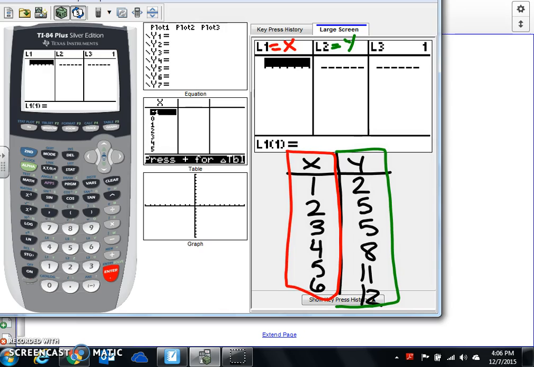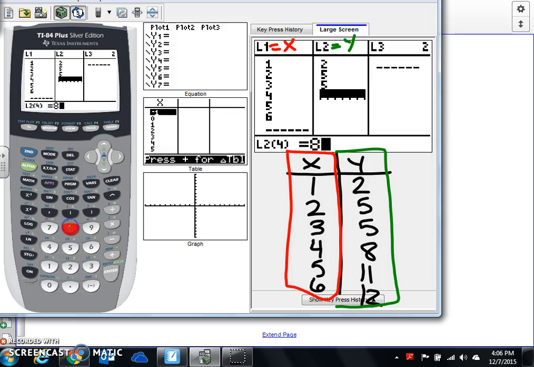Now make sure that you're watching how I press the buttons. They'll turn red over here on the left. So I have 1, enter, 2, enter, 3, enter, 4, enter, 5, enter, 6, enter. Scroll over. Your Y values are 2, enter, 5, enter, 5, enter, 8, enter, 11, enter, and 12, enter. Now I'm going to glance, just to make sure my numbers are correct. They are.